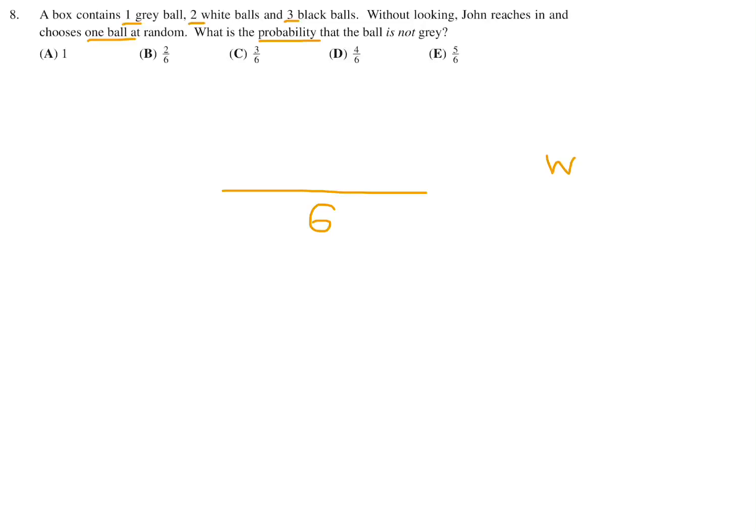Now we want to figure out the probability that if he chooses 1 ball, it's not gray. Not gray means what? That it's either white or black. So how many white balls do we have? 2. How many black balls? 3. And there you go. Not gray. So that's 5 over 6. So number 8, the answer is E.